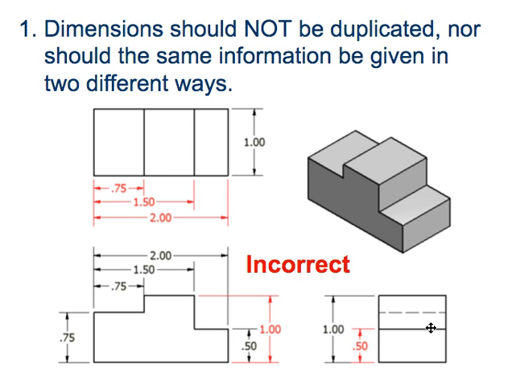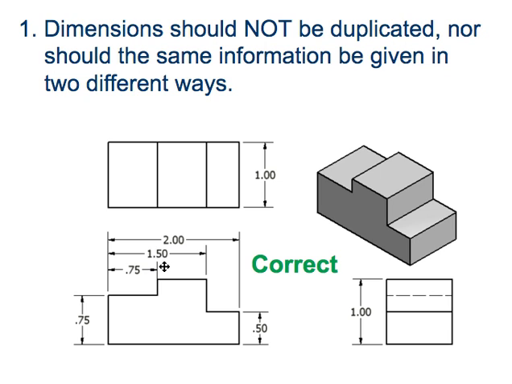So all of these dimension lines that are being given in red are incorrect. Why? Because they have been duplicated. So this is the right way to do it. As you can see, we got rid of all of those duplicated sections. It looks more clean and it makes things easier to read.